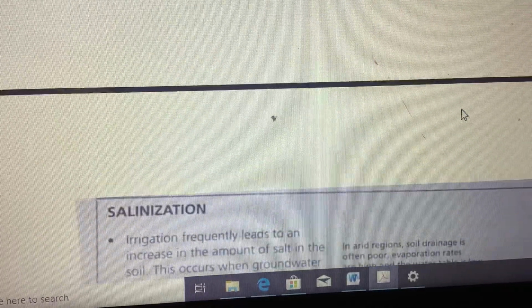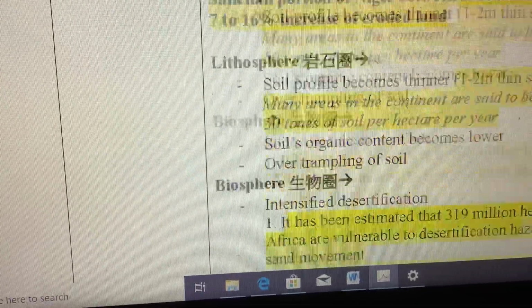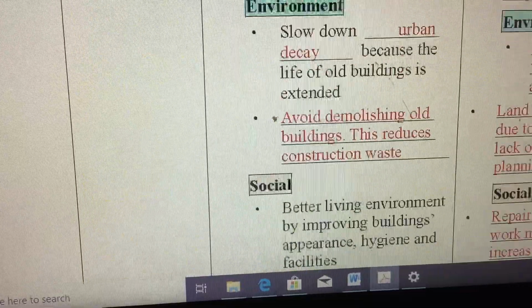Sorry, I forgot to tell you where the summary is. It starts on page 70.